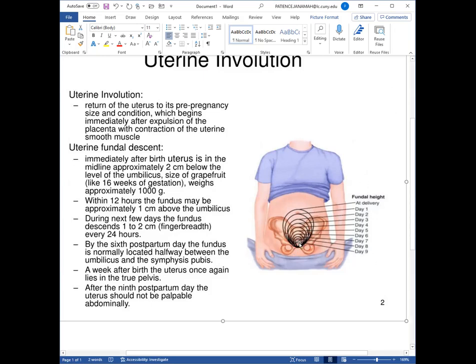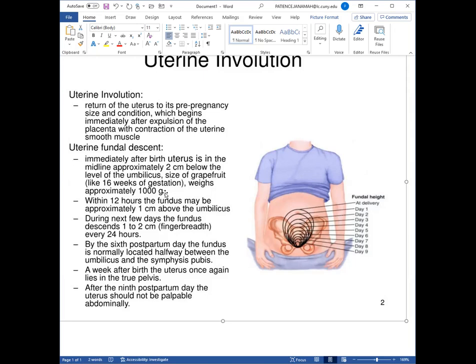You can no longer feel it. So at 9 days, 10 days, it is born as an abdominal organ. The return of the uterus to its pre-pregnancy size and condition begins immediately after expulsion of the placenta. Remember, delivery includes the placenta, but that is after the child is born. Then you now deliver the placenta.